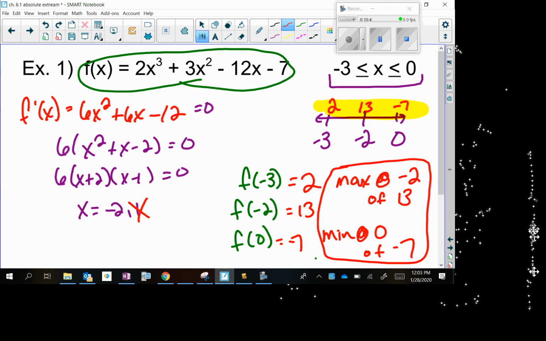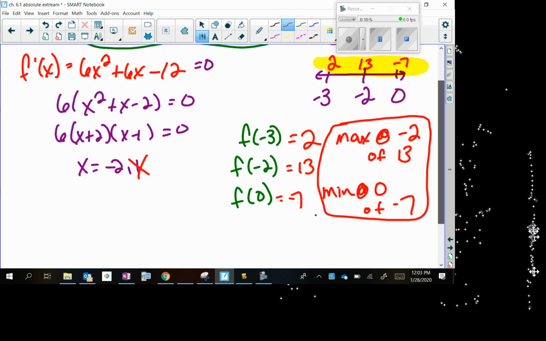Okay, does that make sense? Since we're not looking for relative mins and maxes, we don't care where we might find a max that's not the absolute max, so we can take out all of that substituting into the derivative. All right, let's try another one.